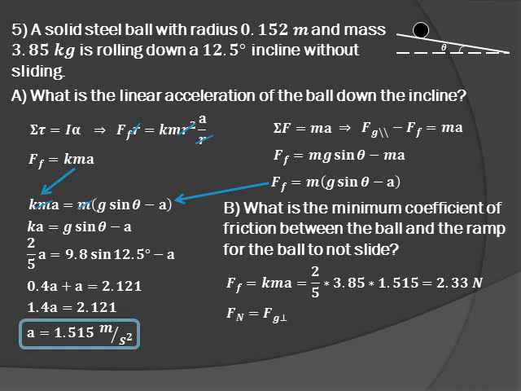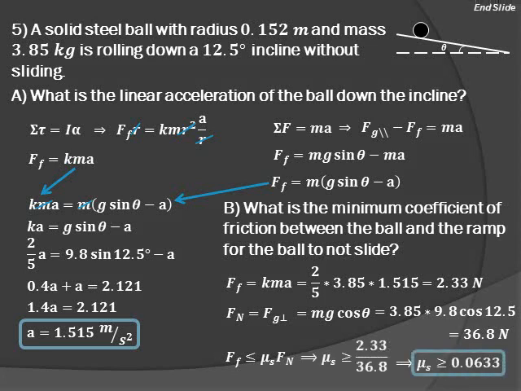And then the normal force is going to be equal to the perpendicular component. If you remember, the perpendicular component of gravity is balancing the normal force, so the perpendicular component is the cosine component. So it's mass, which is 3.85, times 9.8 times cosine of 12.5, and we figure out that that's going to be 36.8 newtons. So the force of friction is going to be less than or equal to the coefficient of static friction times normal force, and we find our coefficient of static friction is going to be greater than or equal to 0.0633 in order to make sure that this doesn't slide at all.